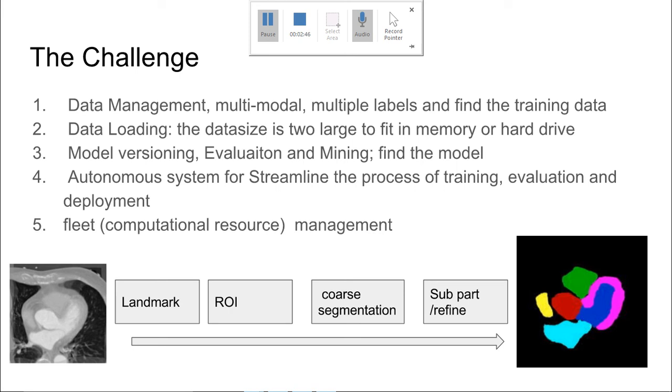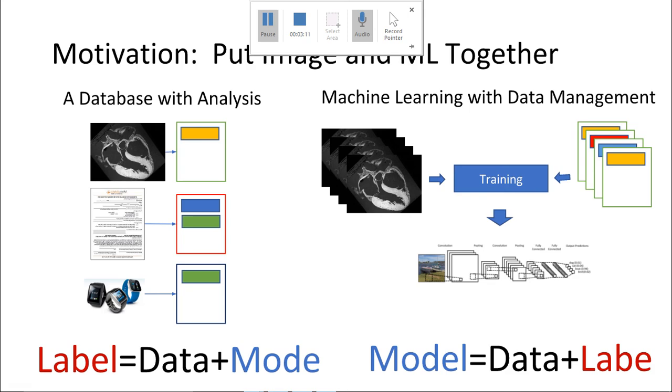So the TensorLab system tries to build something like a fully autonomous system to streamline the whole process of training, evaluation, and deployment. Another challenge for us is that sometimes on our cluster we train 20 or 30 models, and there are no existing tools that can monitor the training process. This has become typical in many of our research.